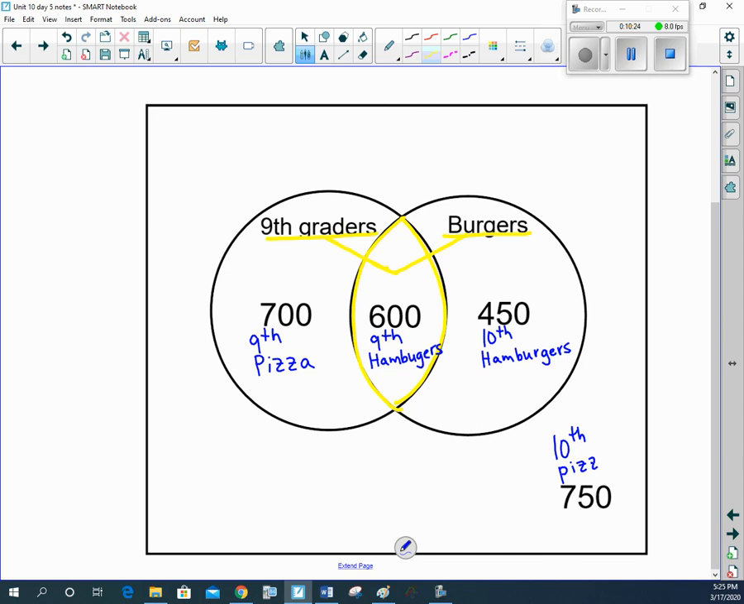So if you do it right, you should end up with 2 labels for every category. So you should have 2 ninth grade, 2 hamburgers, 2 pizzas, and 2 10th grade. So there we go. We've labeled them all, but always start in the center. I cannot stress that enough. Start here first. Do this label first. We'll do another lesson where we'll be doing a lot with this overlapping Venn diagram, and it's easiest if you do the very center first.